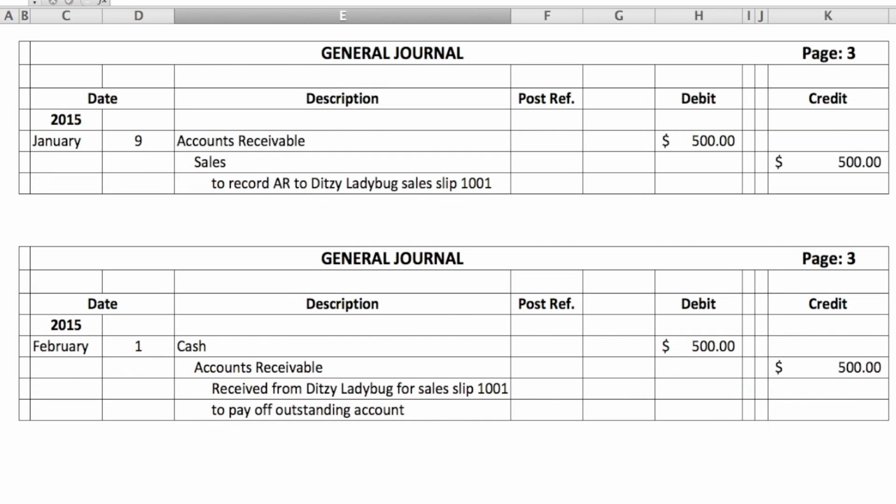On February 1st, Ditzy Ladybug paid for its supplies. If you'll notice, they brought in cash for $500. Like all sales transactions, we'll record the cash it receives as a debit. Now, this isn't an actual sale. This is payment for what was owed. So what we'll do is we'll credit accounts receivable. Basically, this will move $500 off the accounts receivable. You'll have it added there, removed here, and instead we add the $500 cash. Remember to always mark what it's for. And here you can see I said it's received from Ditzy Ladybug for sales slip 1001 to pay off the outstanding account. Well, folks, that's it.